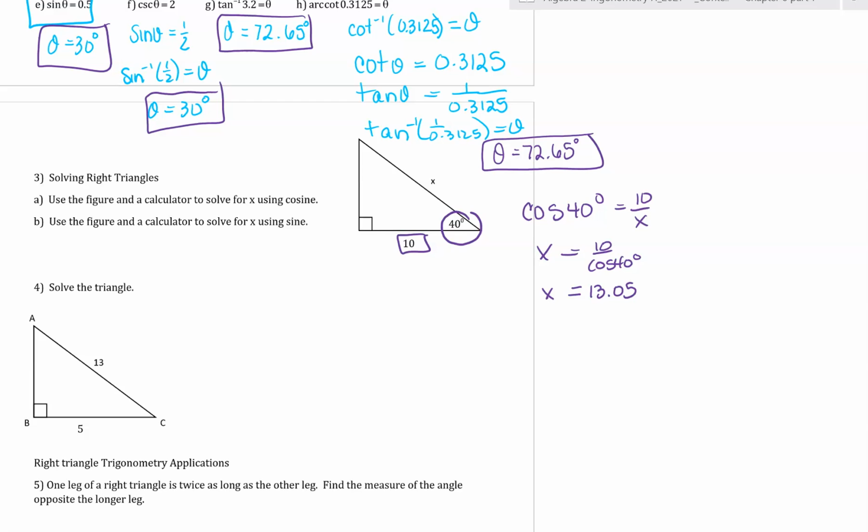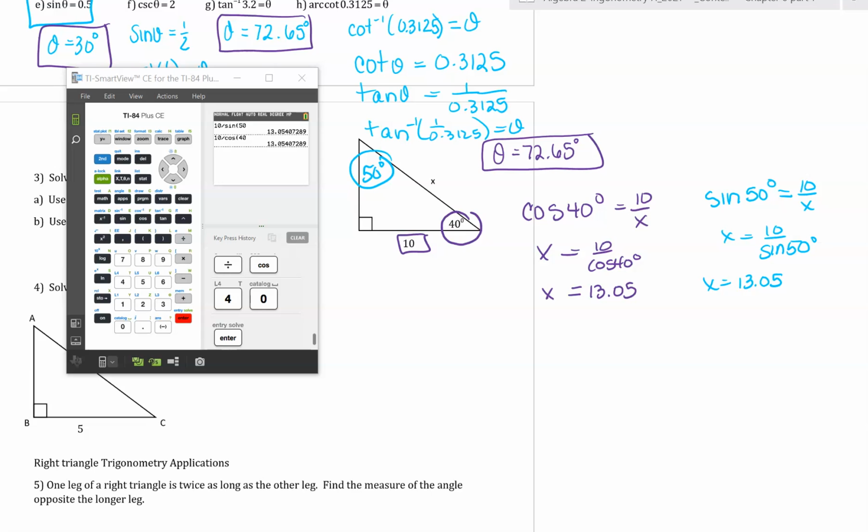Notice that all of the angles of a triangle add to 180, so that means the measure of this third angle would have to be 50 degrees, because 50 plus 40 plus 90 is 180. So you could have also said the sine of 50 degrees is opposite, which would be 10, over hypotenuse. So go ahead and pause the video, use your calculator, do 10 divided by the sine of 50 degrees in degree mode, and find x. There you go. So we found x two different ways.